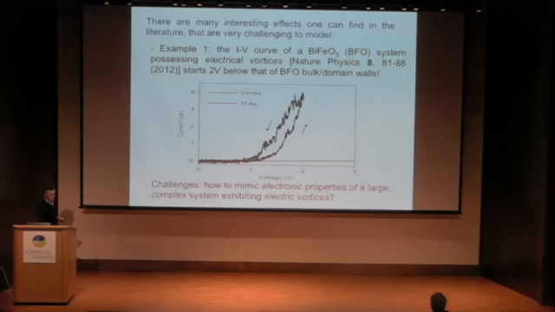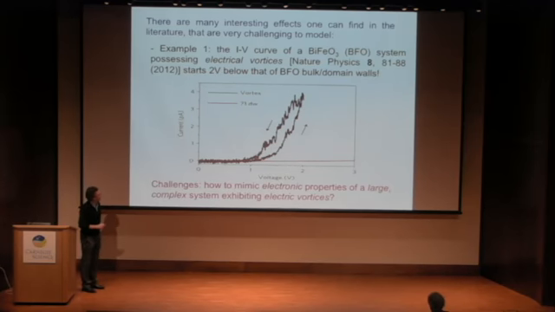So how to start this talk? This talk starts, in fact, from looking at the experimental literature, and you can see in this literature that there are a lot of very interesting effects, but when you look at them, they are really extremely challenging to model or to mimic. For instance, there is a beautiful experiment done by Nina Balke and collaborators some years ago, where they look at the IV curve of a BFO system, which is very peculiar in the sense that it has electrical vortices.